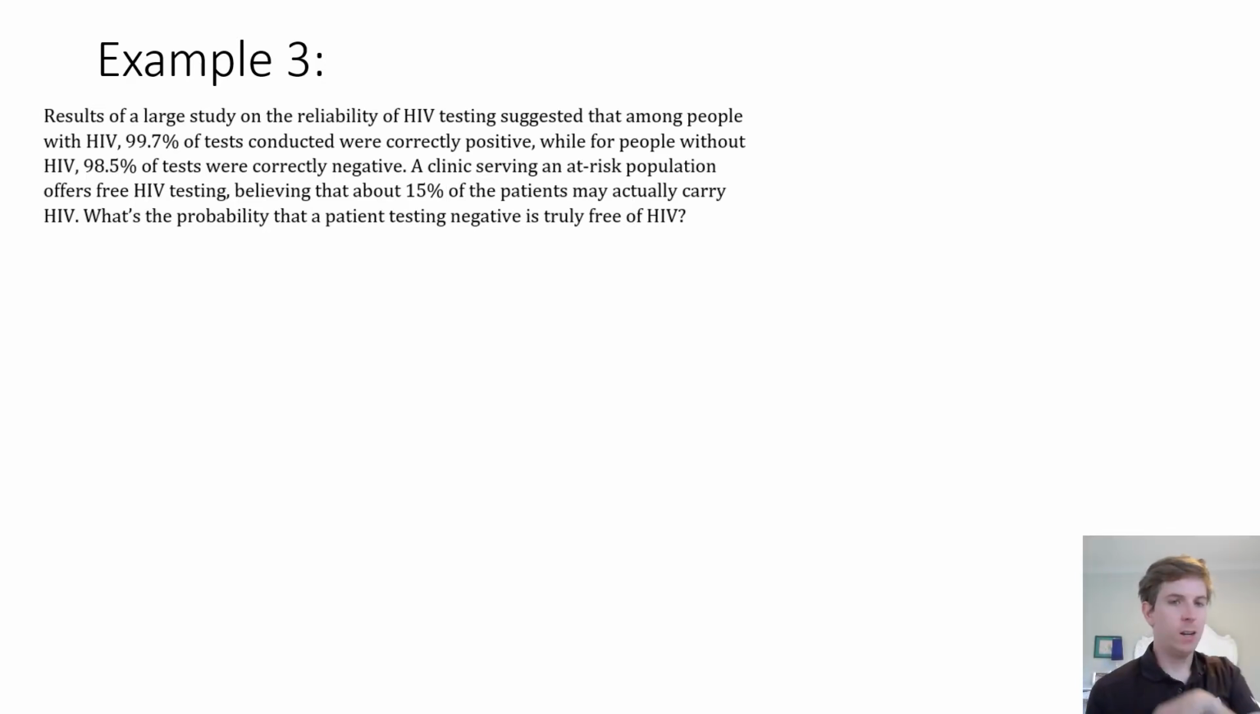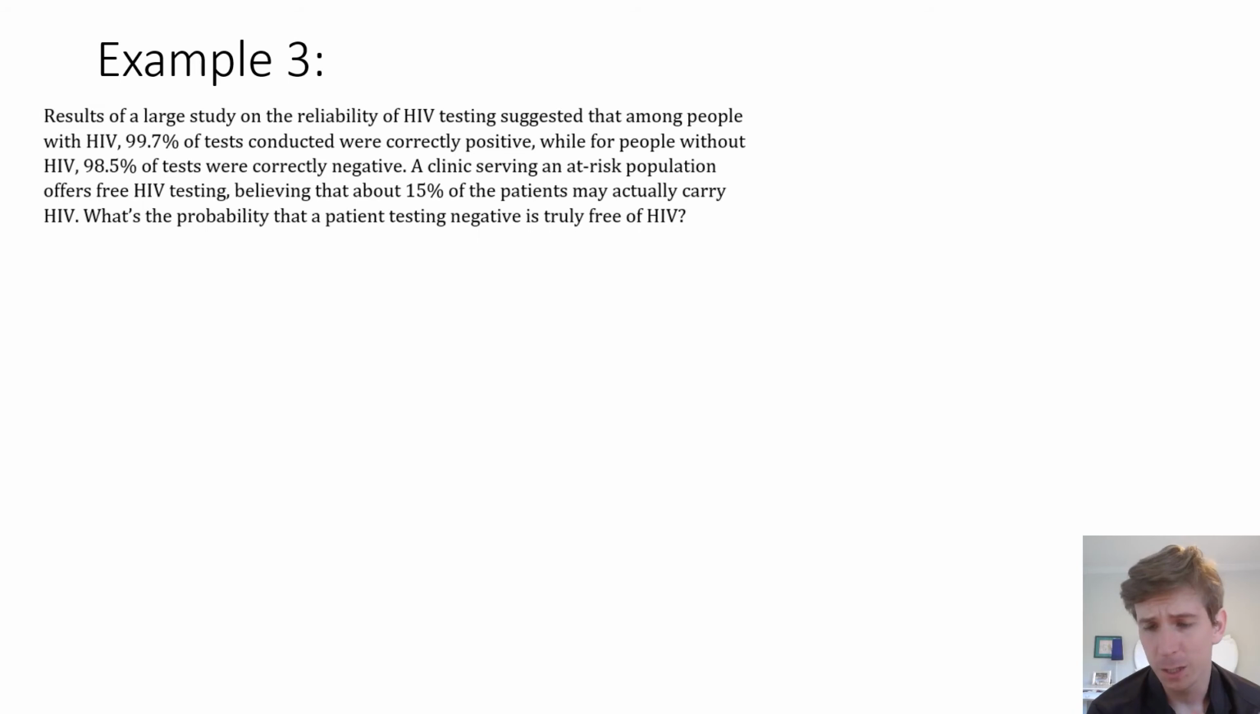So last one here. We have results of a large study on the reliability of HIV testing suggest that among people with HIV, 99.7% of tests conducted were correctly positive, while for people without HIV, 98.5% of tests were correctly negative. The clinic serving an at-risk population offers free HIV testing, believing that about 15% of the patients may actually carry HIV. What's the probability that a patient testing negative is truly free of HIV?